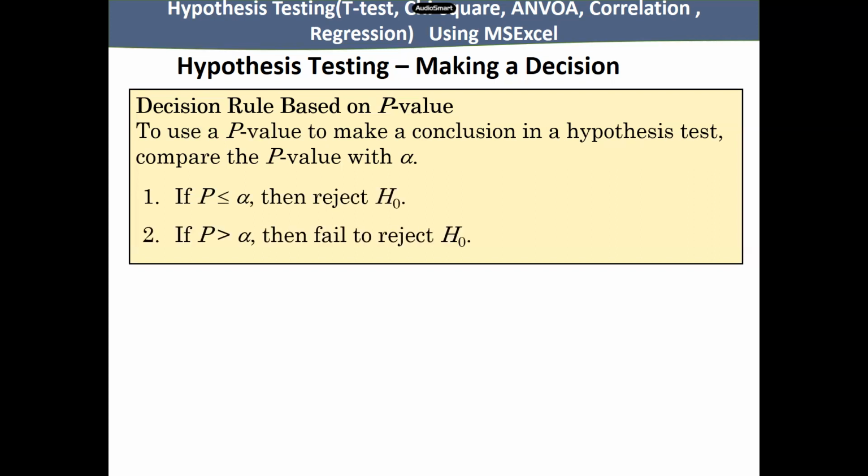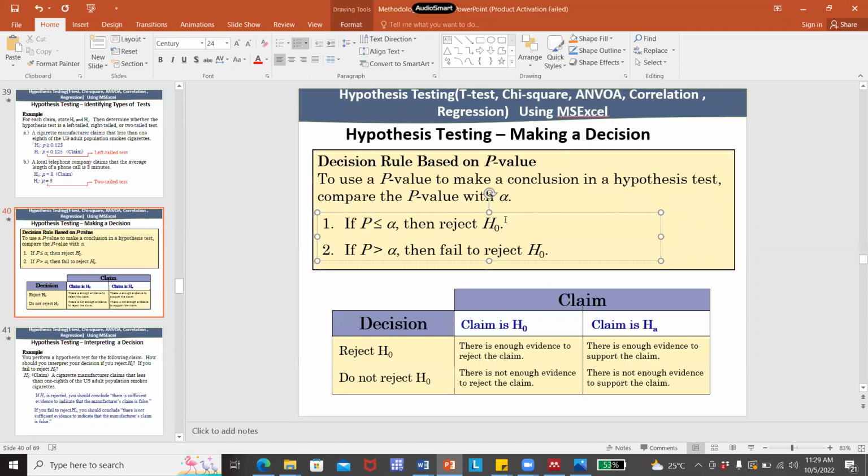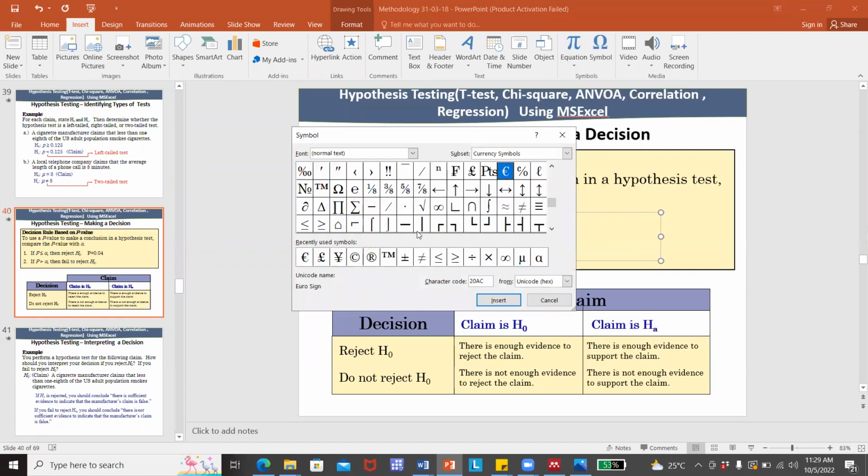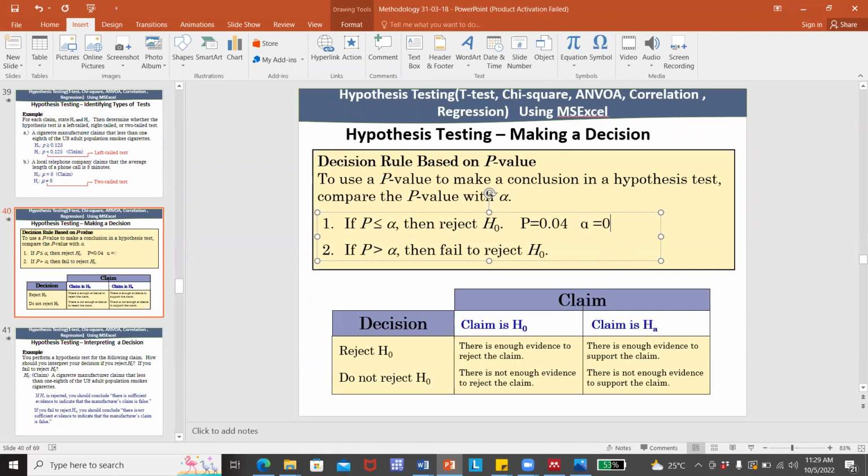So the decision rule based on the p-value: to use a p-value to make a conclusion in a hypothesis test, compare the p-value with alpha. If p is less than or equal to alpha, then reject H0, where alpha is the significance level. In other words, if you do the test and P is equal to 0.04, and your alpha value, the significance level you are using, is 0.05.